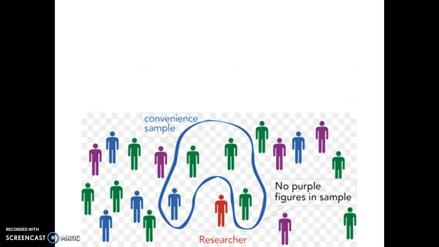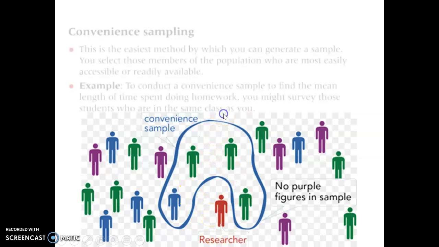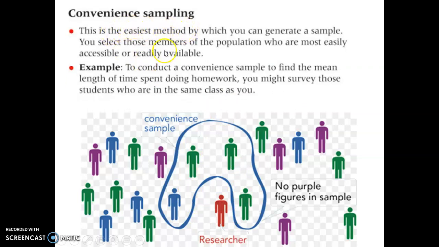The first one is called a convenience sample. Notice in this diagram here, here's the researcher, and the sample is taken from those that are most accessible to the researcher, and that is why it's called a convenience sample. But notice in this convenience sample, none of these purple people were represented because none of them were closest to the researcher or most accessible. So please take a moment now, read the definition of convenience sampling, read the example, and then provide your own example of a convenience sample. All right, I hope that makes sense when you read it and you came up with your own good example.